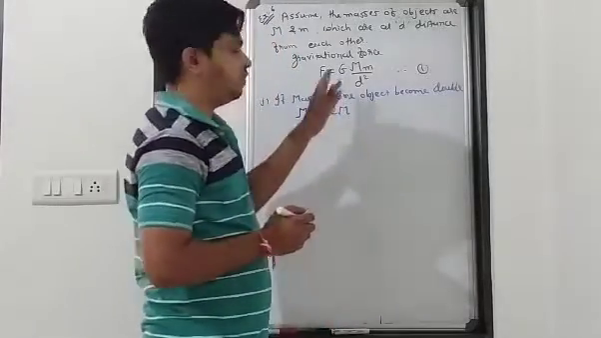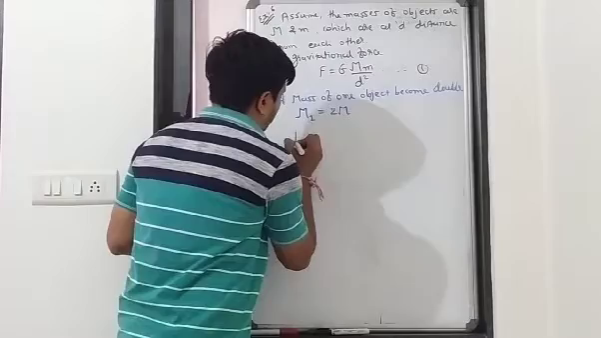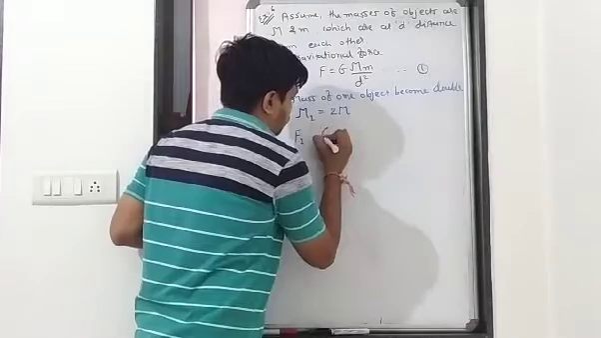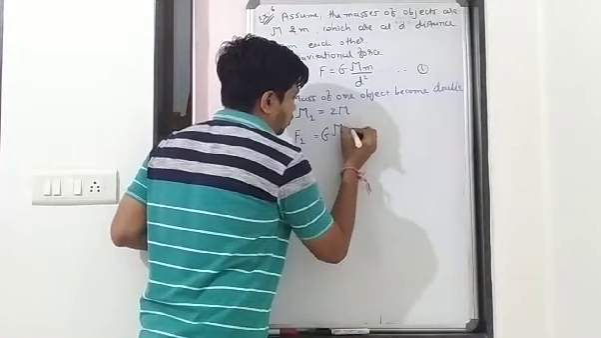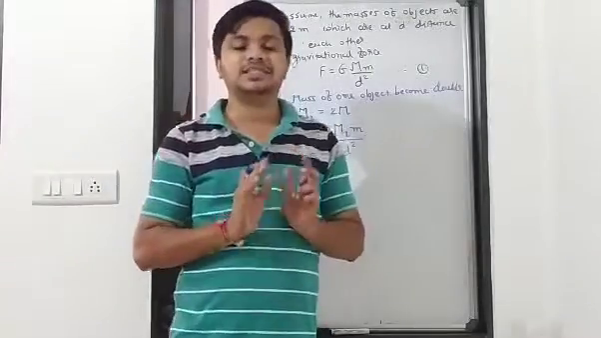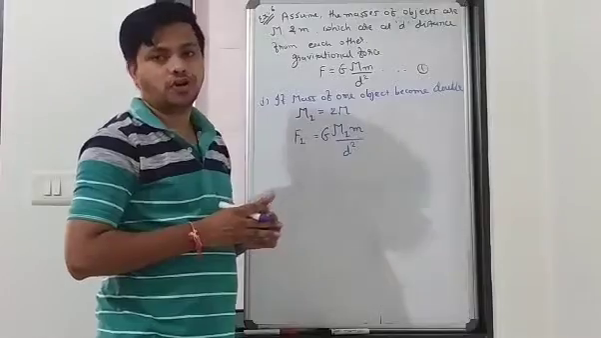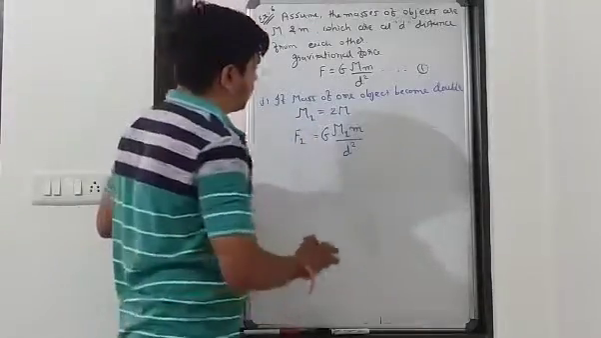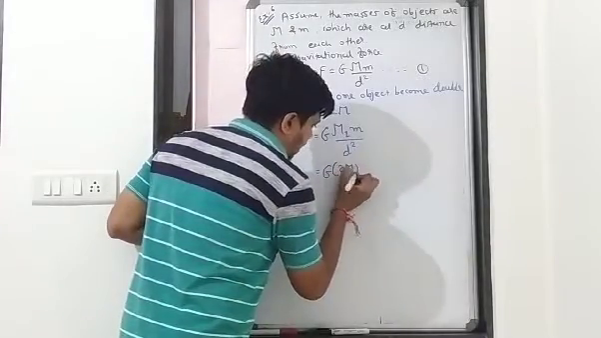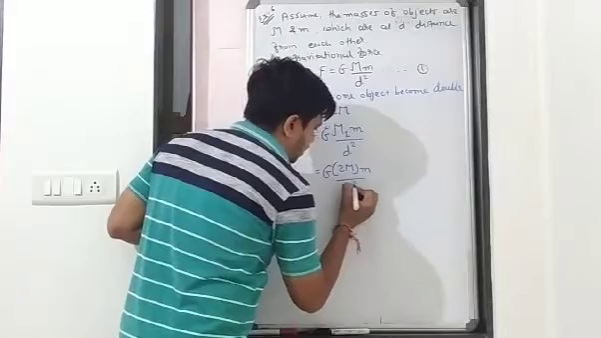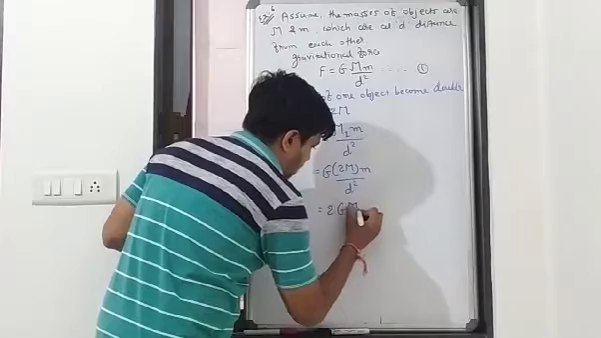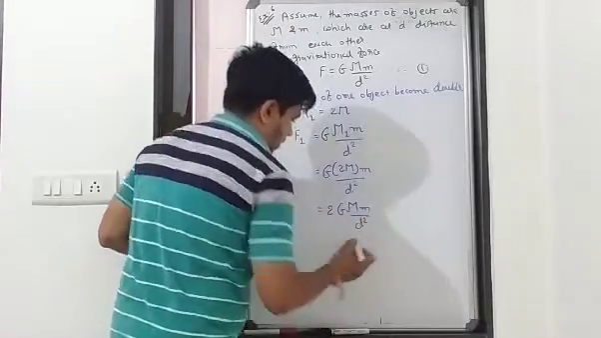Now I am putting the value of it in the first equation. Due to the change of M, the force will also change, that is F1 is equal to G M1 small m divided by d square. The other terms are the same. Only the mass of one object changes, which becomes twice M. Now put the value: capital G, 2M into m divided by d square. So it becomes twice capital G M m by d square.